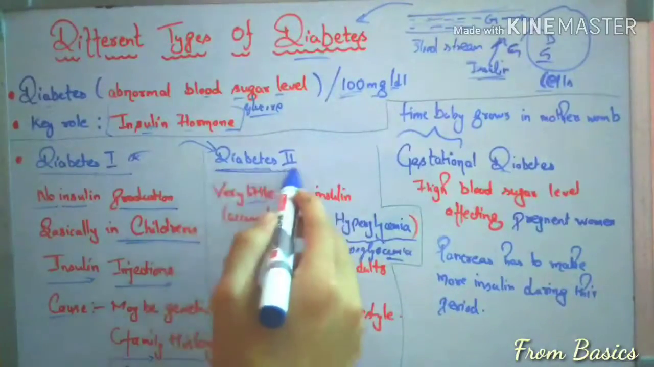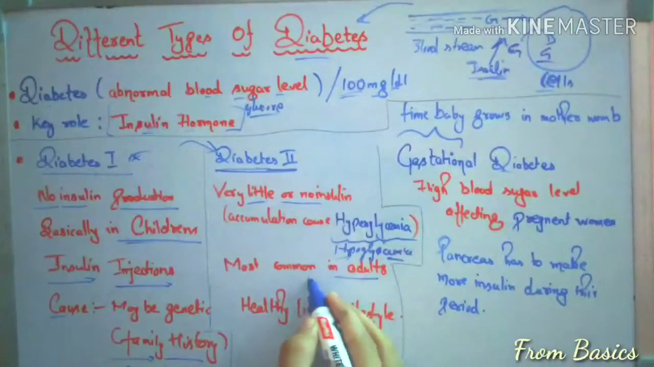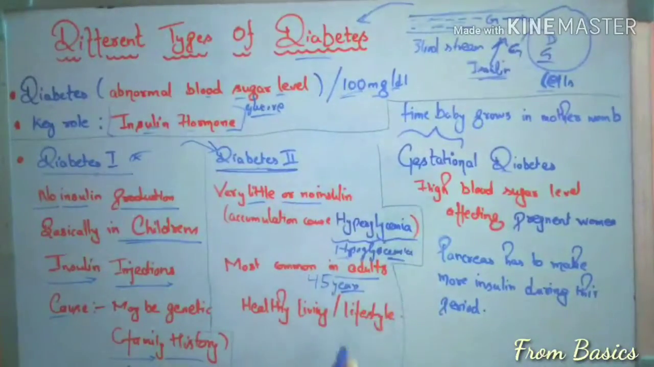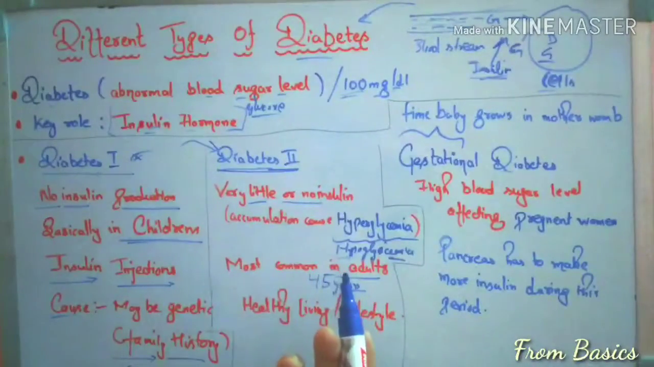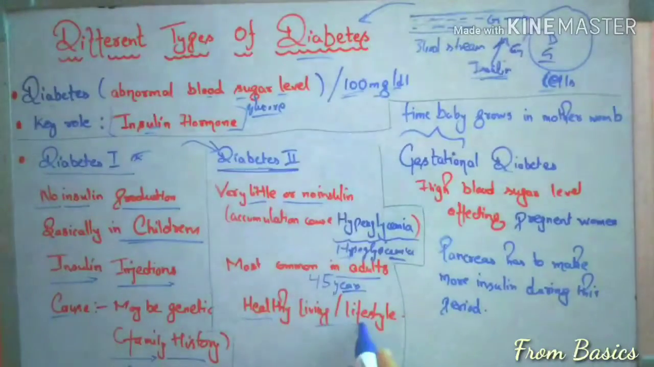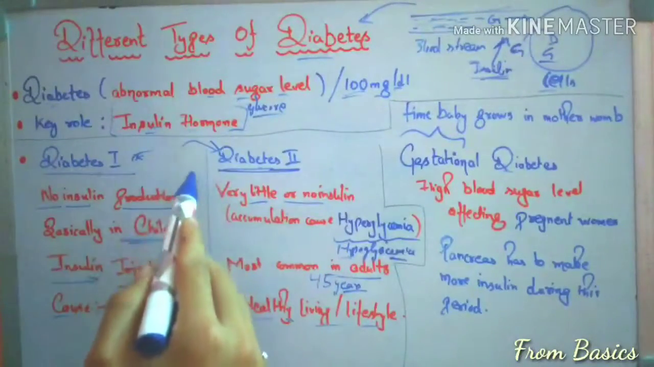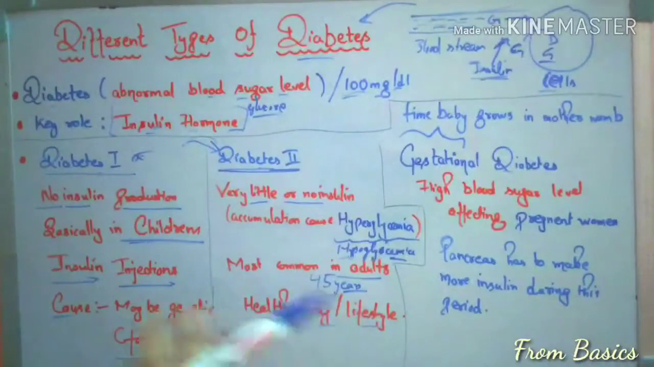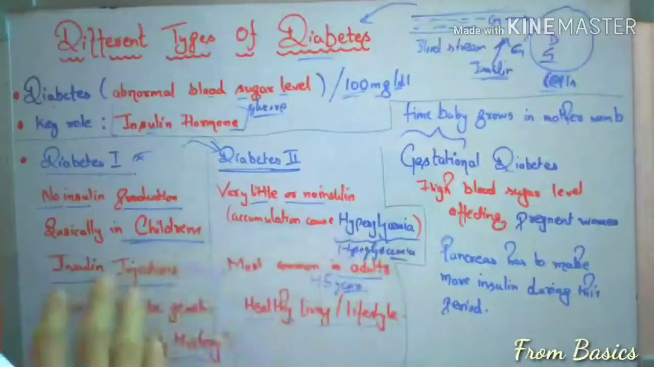This type of diabetes is most commonly prevalent in adults, more than 45 years old, it is most commonly seen in these people. The cure for diabetes 2 is a healthy lifestyle, which is the basic cure. Basically, it is the next stage after diabetes 1. So these are the two types of diabetes, and the key differences are only these.